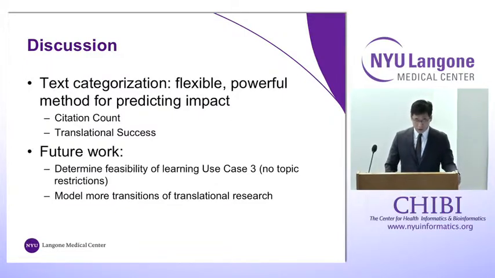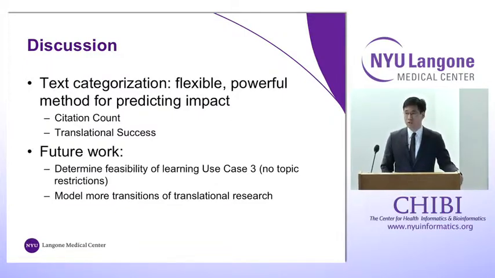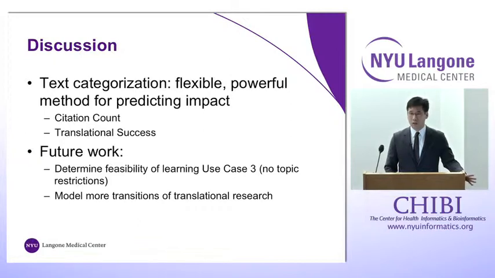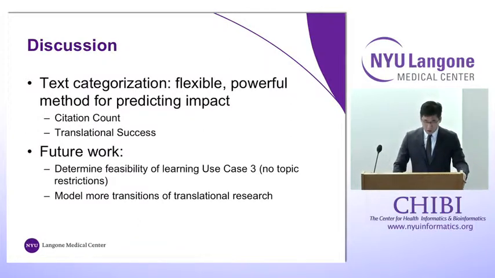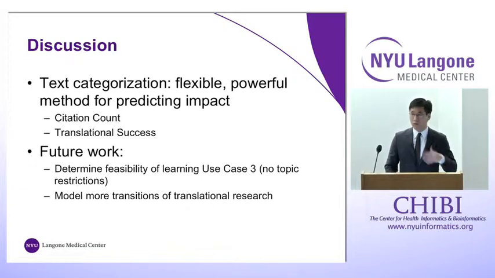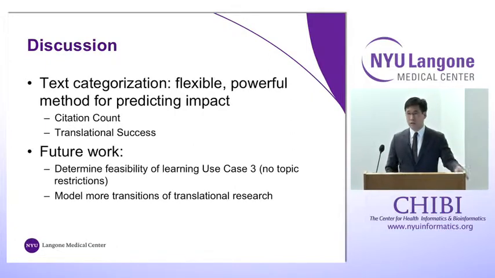So in the future, there are two obvious directions I'd like to focus on. One is to explore use case 3, where the topic isn't being restricted, so looking at all articles and all clinical guidelines or clinical trials. And then also two is to model more fully the translational research process. Like I said, initially I focused only on the direct transition from discovery to translational success. Well, I'd like to model all the other ones to try to get a better understanding of the full process.